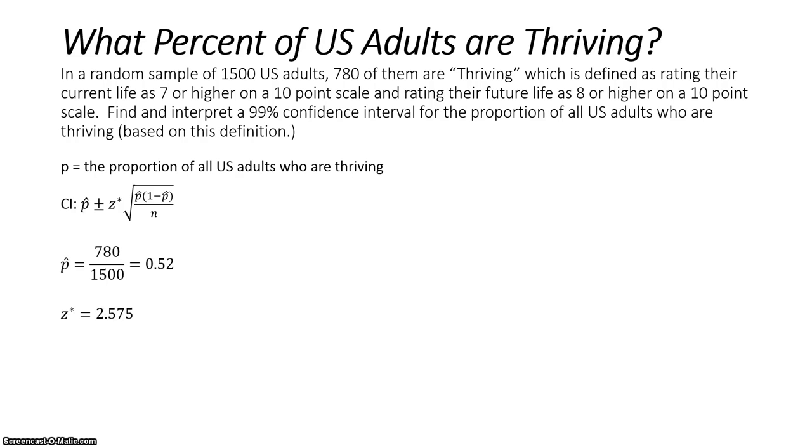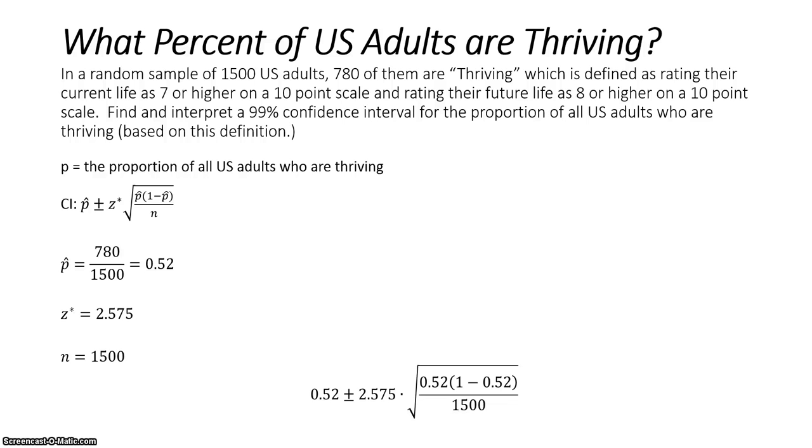So now I've got z star and I have p hat. The last piece of information I need in order to calculate my confidence interval is my sample size n, and we're given that. Now we can plug these values into our formula for the confidence interval. We've got our p hat 0.52 plus or minus z star 2.575 times that standard error, the square root of 0.52 times 1 minus 0.52 over 1,500.